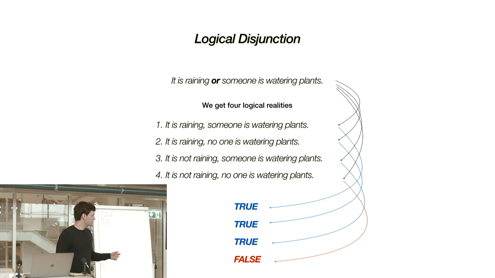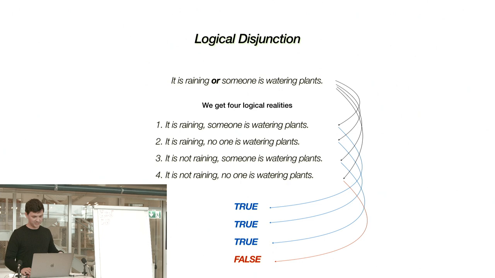If I say it is not raining and someone is watering the plants, I'm still telling the truth. But in the last case, there is no rain and no one is there watering the plants. If I say it is raining or someone is watering plants, I'm obviously not telling you the truth. So this complicated situation can now be put in a table like this.